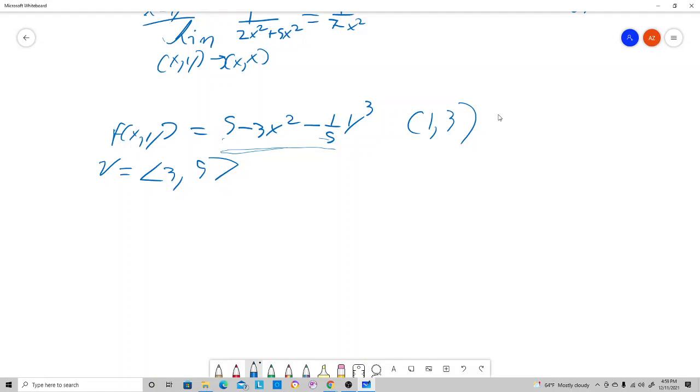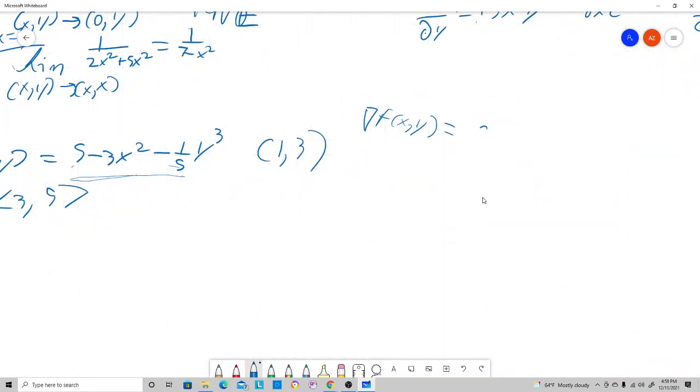So a gradient is denoted with an upside down triangle, and then the function, and then it's denoted as the partial of f with respect to x, and then the partial of f with respect to y. And that's what a gradient does. It makes those partial derivatives into a vector.